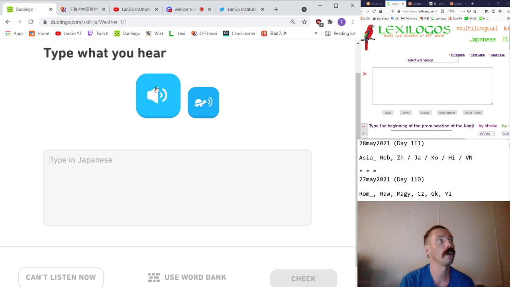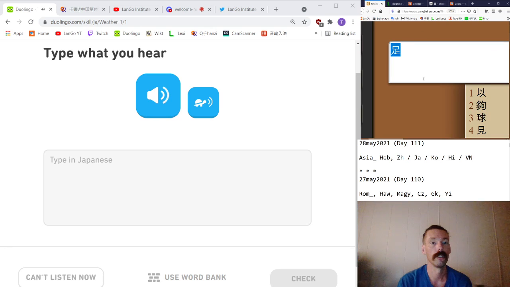Alright, and now we're doing 今日は天気がいいですね。 Tenki ga. Listen to the sound for the ga kana. It can also be read nga. 今日は天気がいいですね。 So I need some kanji and, of course, the characters.